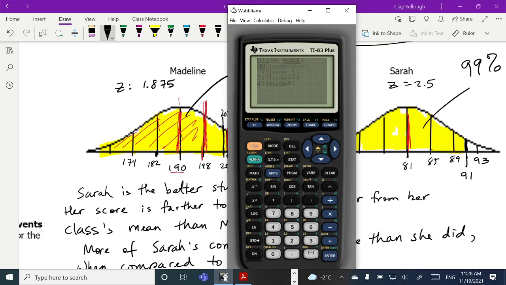Draw a shade norm. And we want to go from negative infinity, comma, to 205, which is Madeline's score, comma, her mean was 190 for her class, and the standard deviation was 8, close brackets, and okay, calculator, draw. Draw properly. Come on. Oh, okay. It's there.